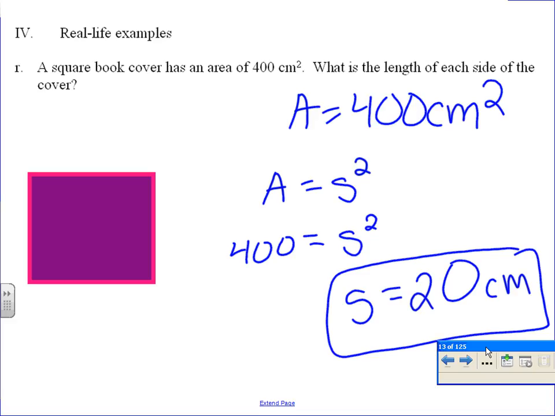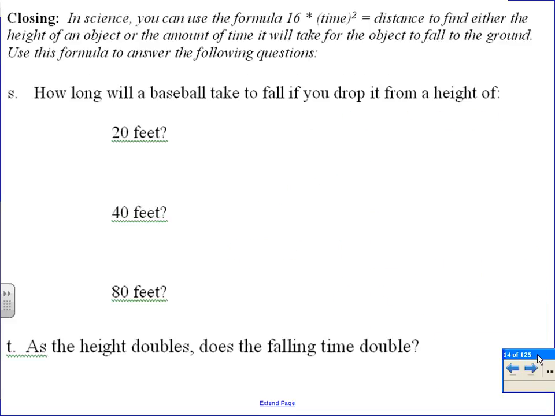Okay, let's do the closing, part of it at least. The closing says, in science, you can use the formula 16 times time squared, which equals the distance, to find either the height of an object or the amount of time that it will take for the object to fall to the ground. Use this formula to answer the following questions. So our formula is distance equals 16 times time squared.